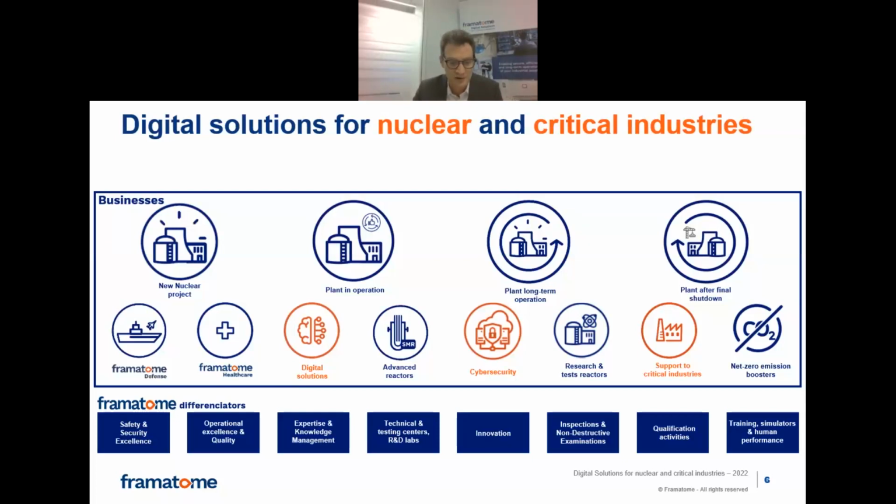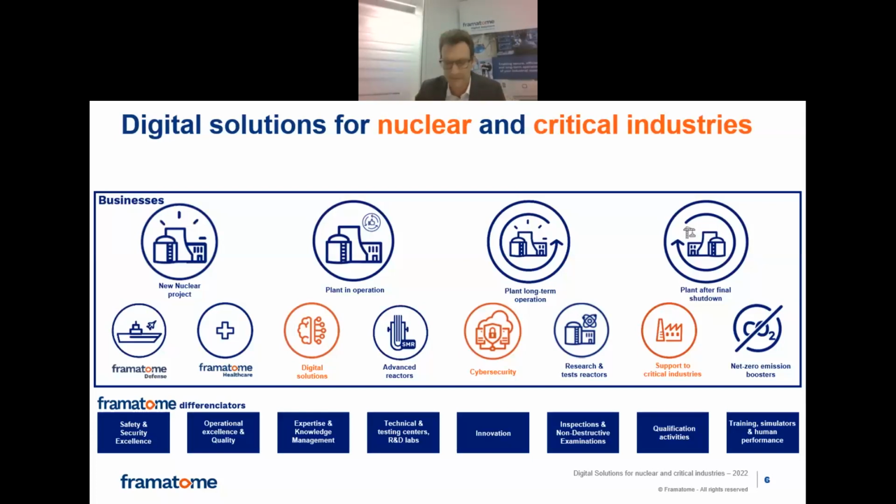Those are very various solutions, and they cover very different aspects of the nuclear plant. Now, you see here that we also operate in other critical industries, such as defense, healthcare, and other industries. They have in common with us that they share a common focus on safety, on security, and on performance. And typically, they operate with very critical components and in highly regulated environment. And we'll find that again and again as a key characteristic of digital in nuclear.